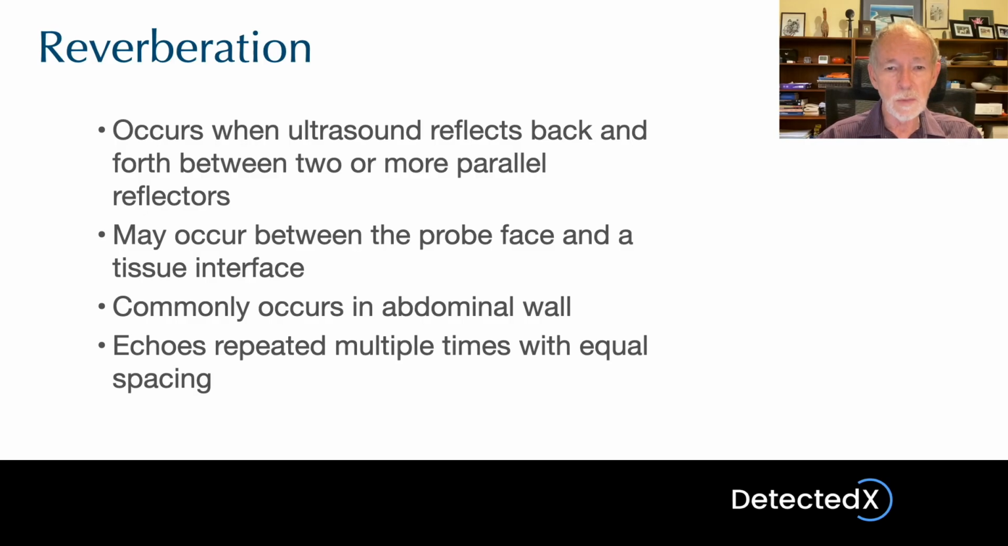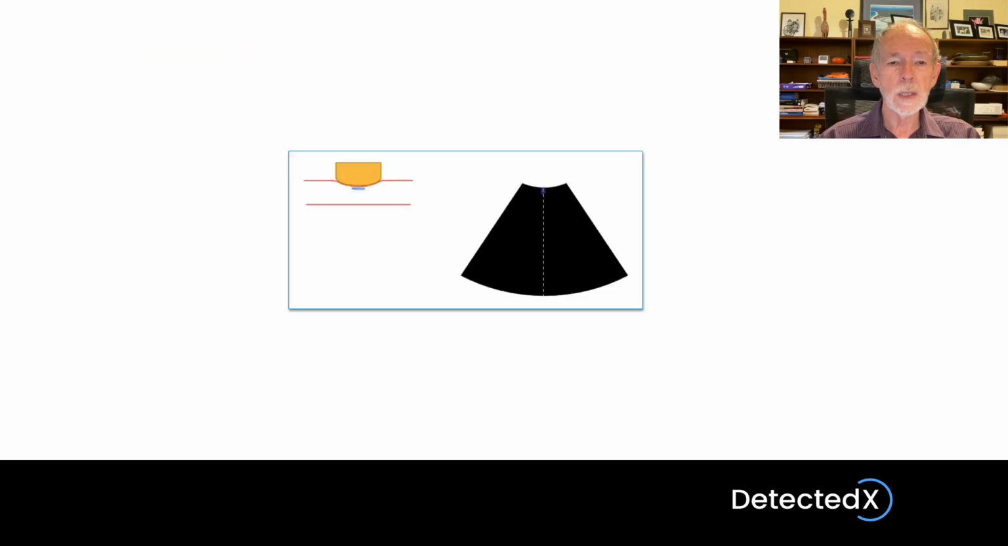So one of the reflectors may be the probe face, or we may be just talking about reflection between two or more tissues which are relatively parallel. Reverberation is particularly common in the abdominal wall, and it therefore can degrade the quality of abdominal images. Let's take a look at a video first, which shows how this works.